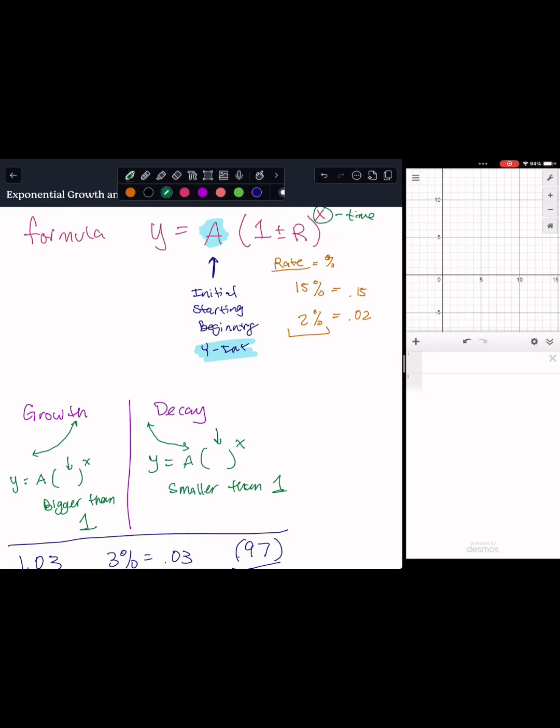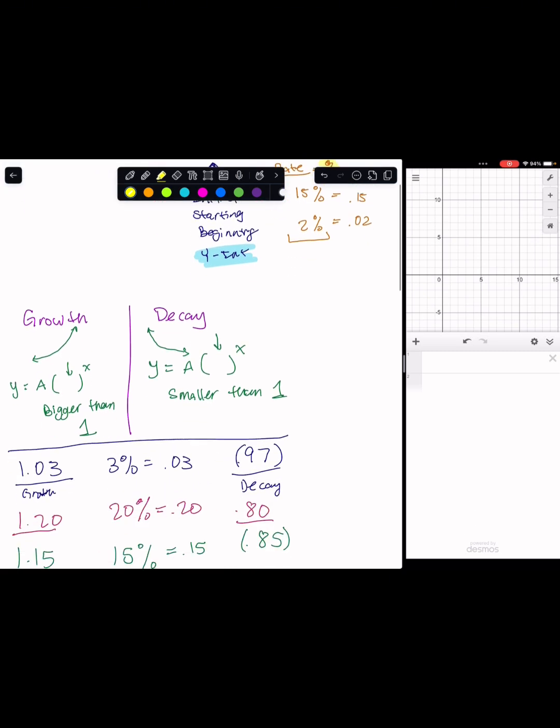So A, let's go back over. A is your initial, your beginning, your y-intercept. R is your rate, and we have to change that to a percent. And then we're going to either add it to 1 if it's a growth, or we're going to subtract it from 1 if it's a decay. And that's the gist of it. Okay, so let's answer some of these questions.